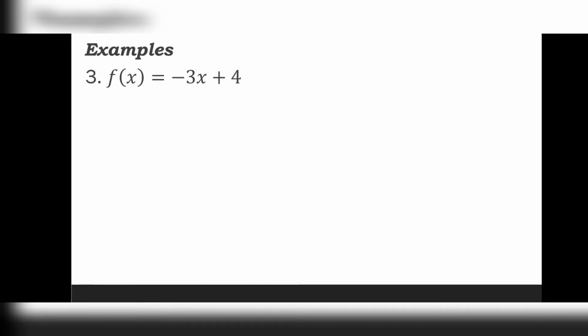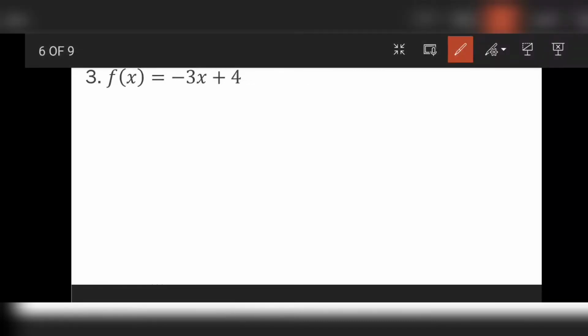example, we have f of x equals negative 3x plus 4. Okay, so to solve this, again, step 1, we change f of x to y. So that will be y equals negative 3x plus 4. Then, next we have step 2. We're going to interchange y and x. Y will become x and x will become y. So we now have x equals negative 3y plus 4.